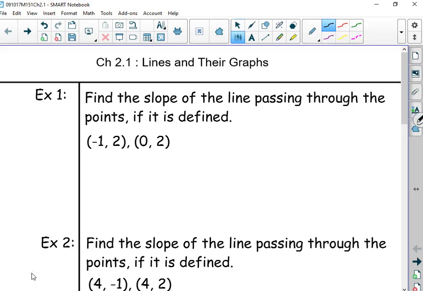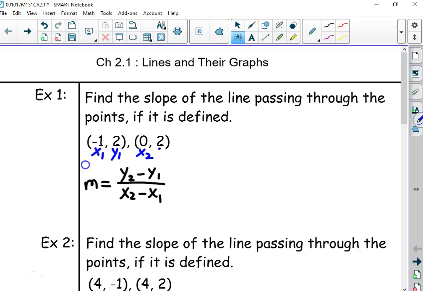Okay, so we're going to start with simply calculating the slope between these 2 points. Do yourself a favor. Write the formula, and label the points. Remember, they come in XY pairs. There's our first point. There's our second point.